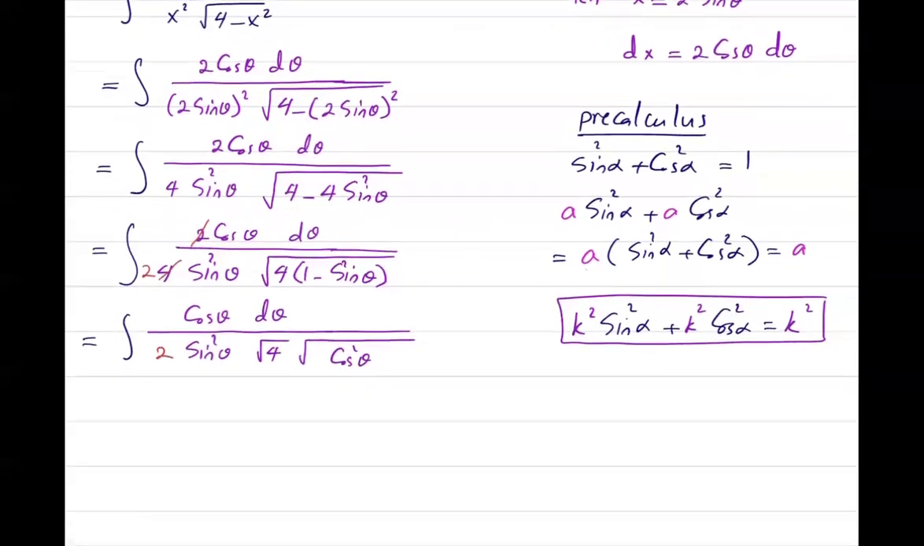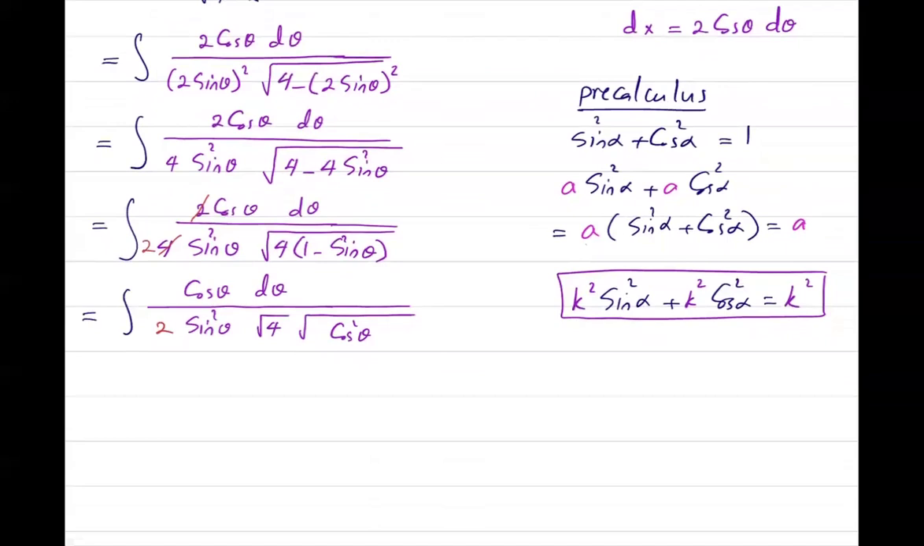Very good. This in turn can be written as the integral of, you can combine these two together. This is just 2. 2 times 2 gives you 4. So you have cosine theta d theta divided by 4 times sine squared theta times cosine theta. Okay, perfect. Now I can get rid of cosine and cosine. I end up with the integral of d theta over sine squared theta, with the 1/4. You can write 4 outside your integral.